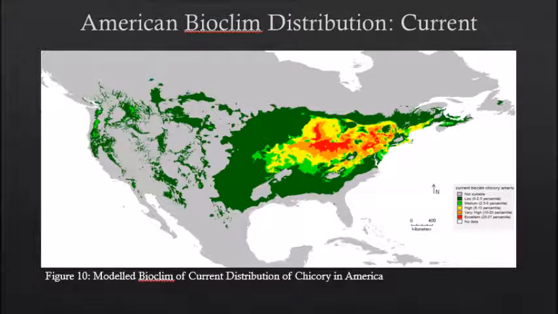Here we can see that the bioclim for the current distribution of the chicory plant in America is mostly grown in the northeastern part of America. Areas such as Ohio, Pennsylvania, and New York would be the ideal place in which the chicory crop would be mostly grown in America.